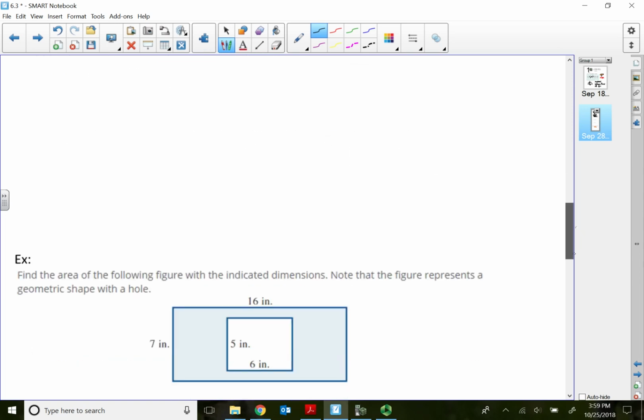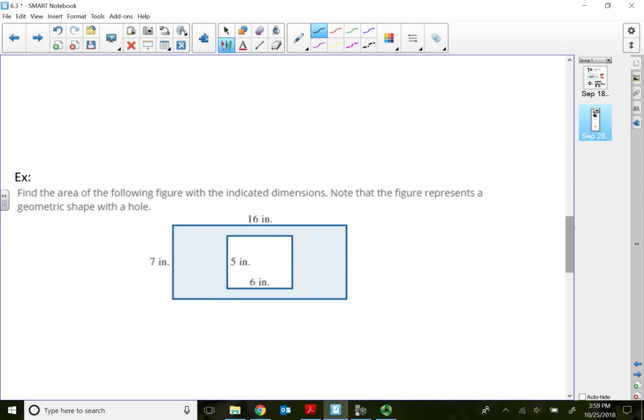All right, try another problem here. Find the area of the following figure with the indicated dimension. Note that the figure represents a geometric shape with a hole. So there's a hole right here. What I'm looking at, this big old shape, is a rectangle, and I need to find the area. Make sure y'all read this part.